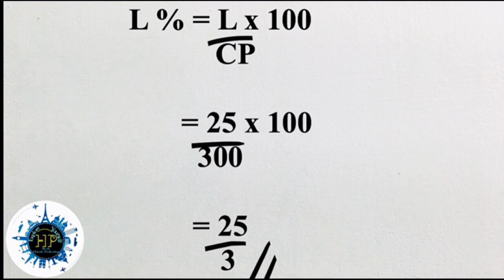Loss percentage is equal to loss divided by cost price into 100. So the equation will be: 25 divided by the cost price, 300, into 100. If you solve this, we will get 25 by 3 percent. That means if you sell that shoe for rupees 275, we will get 25 by 3 percent loss.